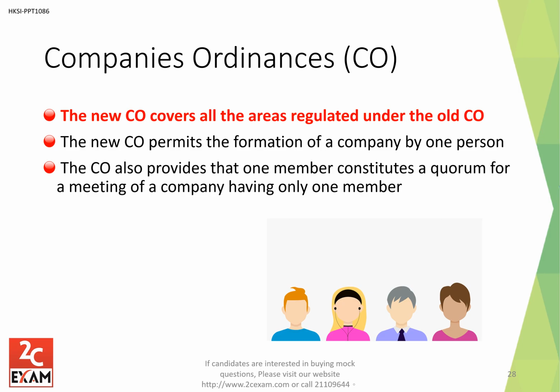So, what are the special features of the new CO? It specifies that only one person is needed to form a company. If a company has only one member, then this member is the shareholder, meaning the boss who invests money. So as long as there is one boss, a company can be formed, and one member already constitutes a quorum for a meeting of a company having only one member.